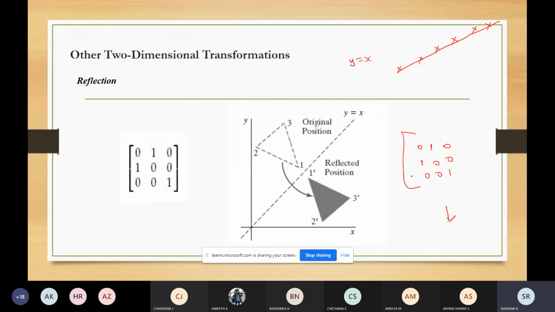So this is the original position, and you get the reflection for this by using this transformation equation, the reflection matrix.